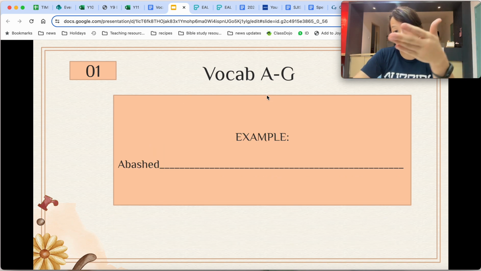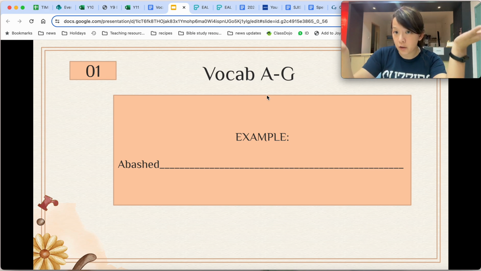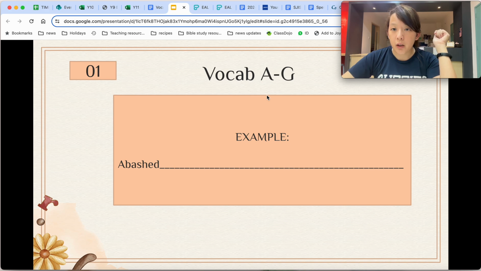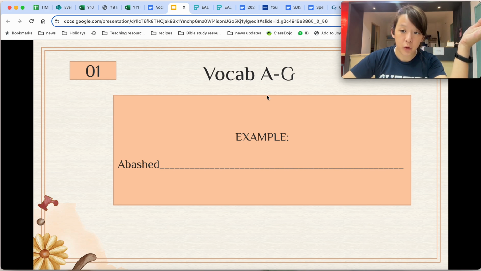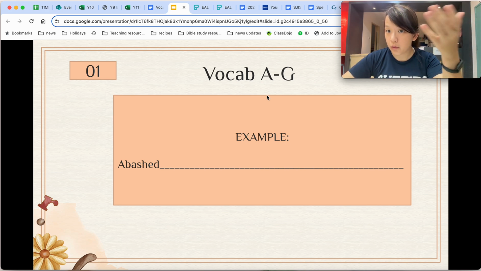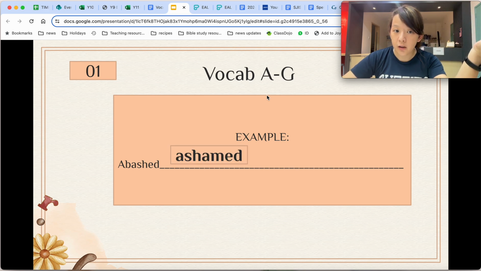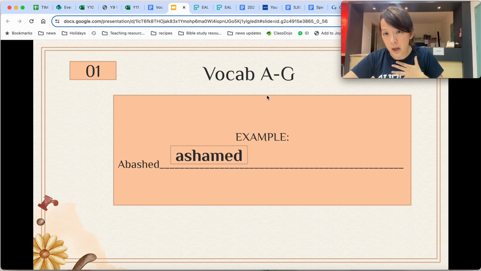Let's try abash. I already mentioned abandon, right? So I hope you actually wrote down the answer. I gave you a free answer. Let's try the second one, abashed. Anybody happens to know the word abashed? If I go and search on the dictionary, I would find that abashed actually means ashamed. I feel so abashed about what happened. I'm so sorry. I feel ashamed.